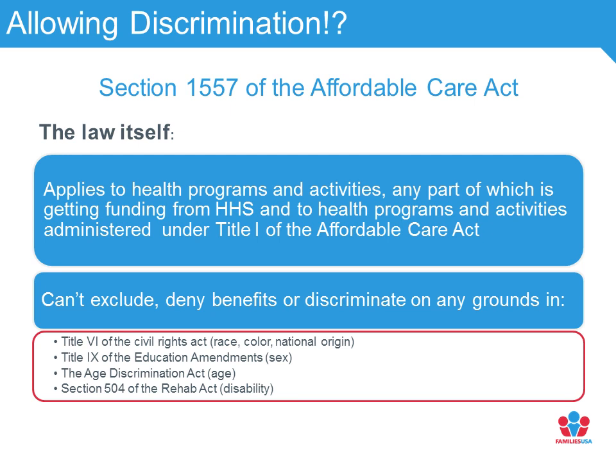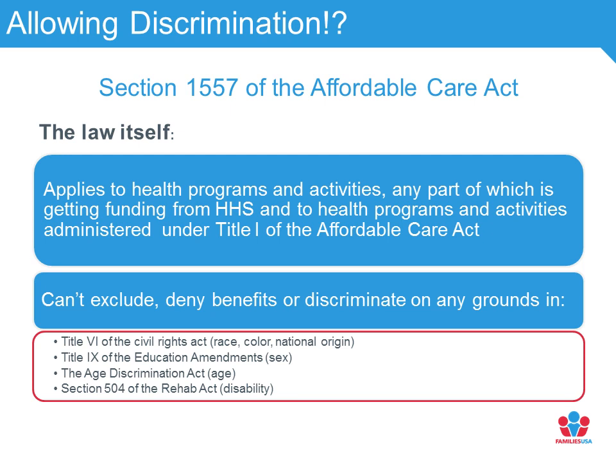The law itself incorporates the Civil Rights Act, Title IX of Education Amendments, the Age Discrimination Act, and Section 504 of the Rehabilitation Act to say that health programs and facilities and activities funded by federal agencies or those administered under Title I of the Affordable Care Act can't exclude, deny benefits, or discriminate based on race, color, national origin, sex, age, or disability. That is in the language of the law itself.